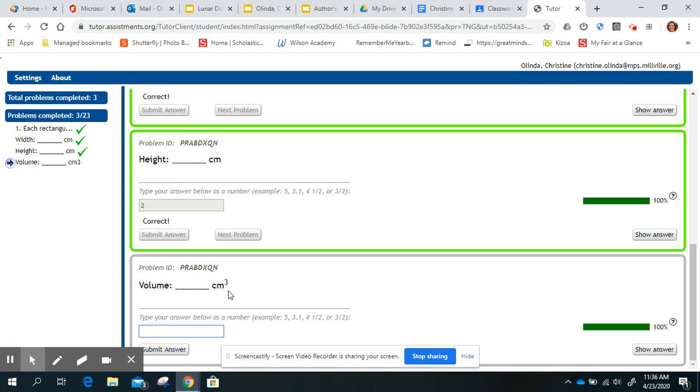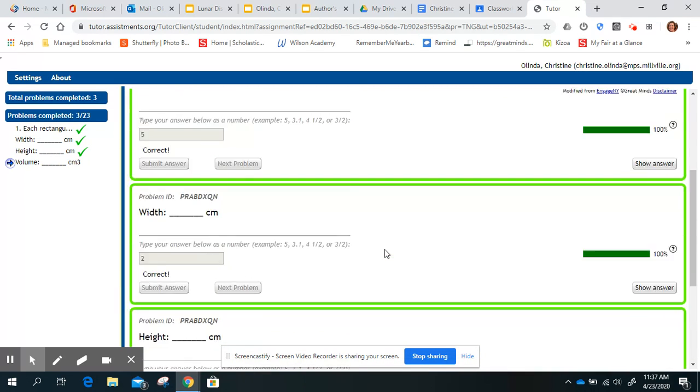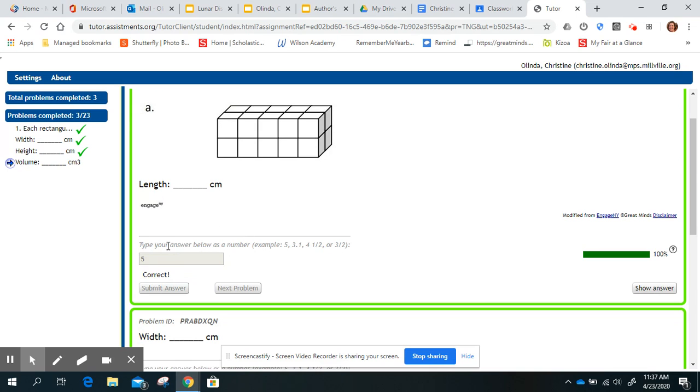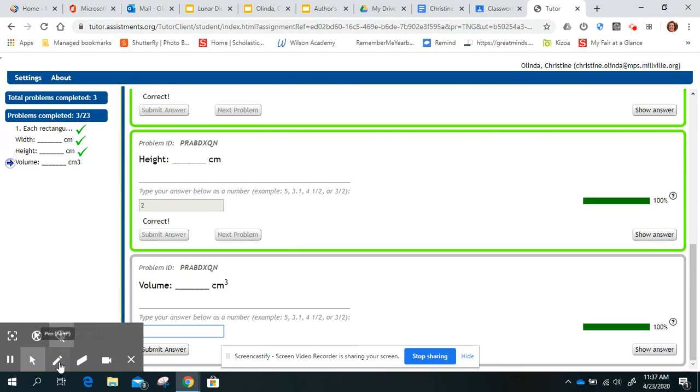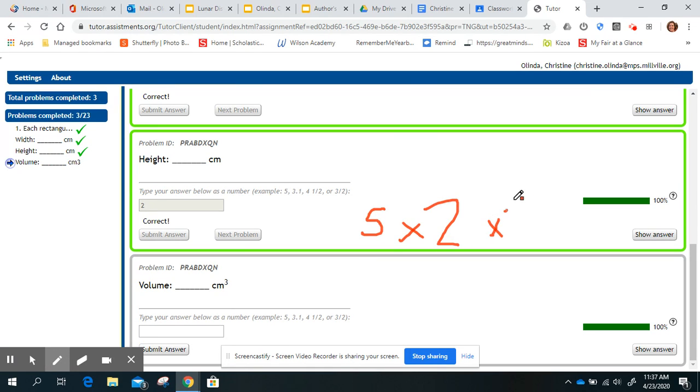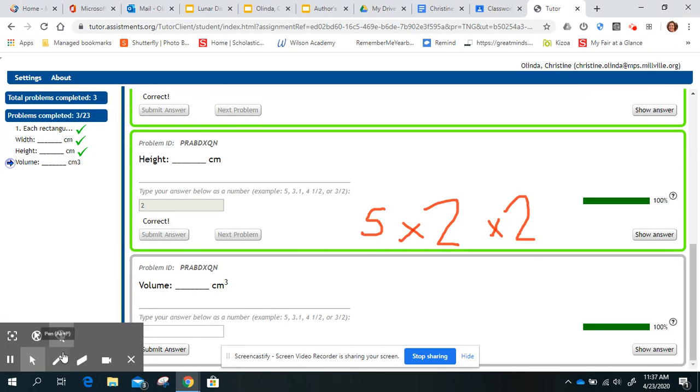So the volume. To find the volume, I have to multiply the length, the width, and the height. And that's why this screen doesn't go away, so you can scroll up. So the length was 5, the width was 2, the height was 2. So I'm multiplying. I'm doing 5 times 2 times 2. I'm using the answers that I had for the length, the width, and the height, and I'm multiplying them together. So I think 5 times 2 is 10, and then I still have to multiply by 2. 10 times 2 is 20.